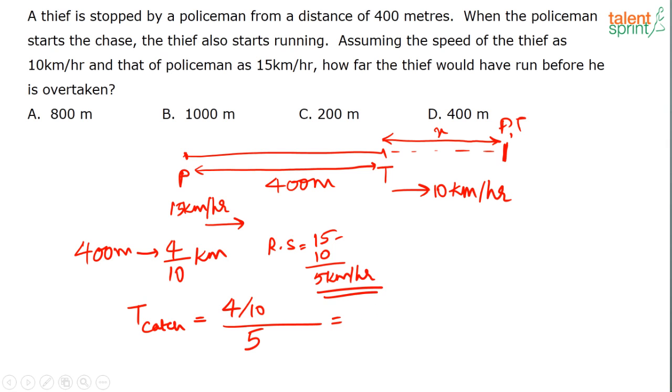In this much time, the policeman will catch the thief, or I can say that in 4 by 50 hours, the policeman is going to catch the thief. Is it clear? How do I do it?